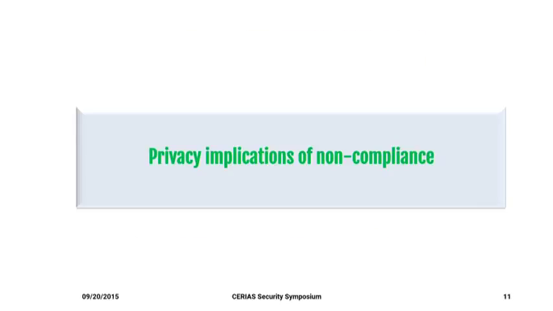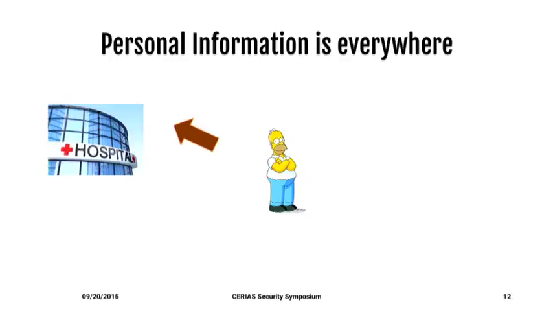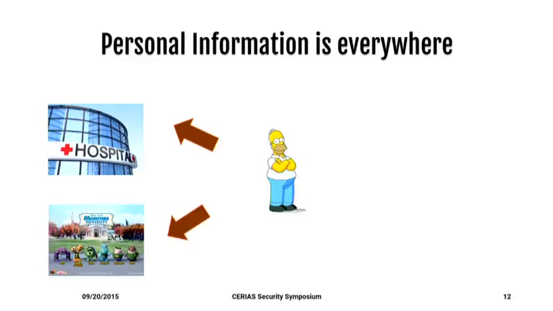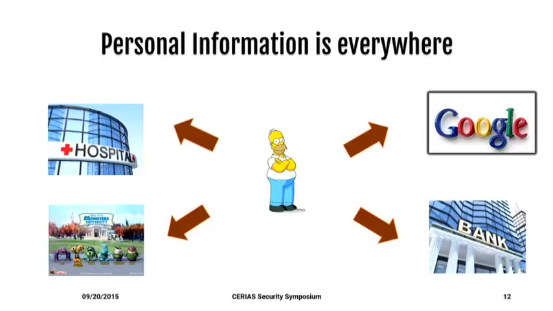Now, let's look at privacy implications of non-compliance. So let's say Homer Simpson is an individual, right? And he basically goes to the hospital. Hospital wants some information from him, his medical history, his personal information, social security. Then he goes to school, and school wants some information. Then he opens an account in Google. Google wants some information. And he goes to the bank to open an account. The bank knows some information, right?